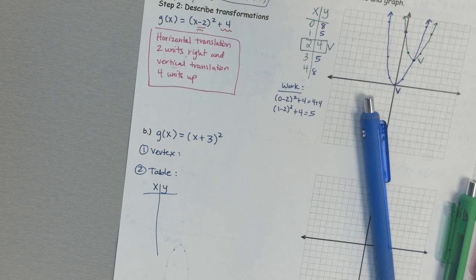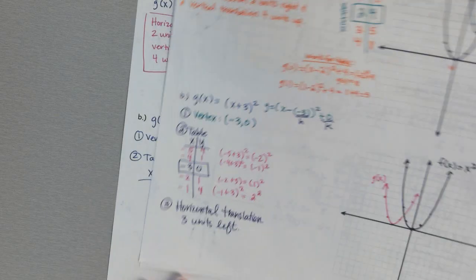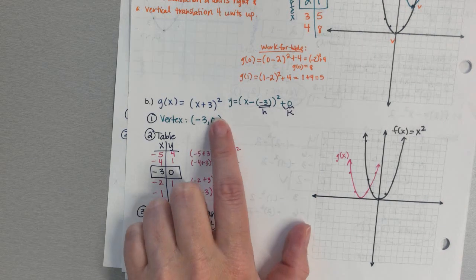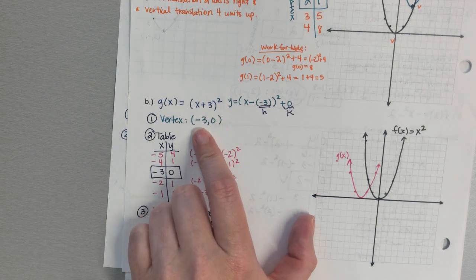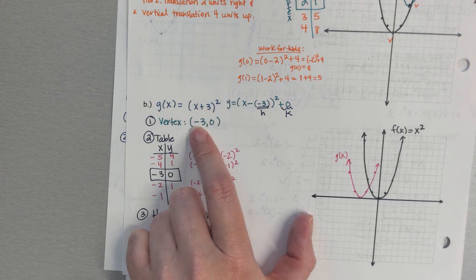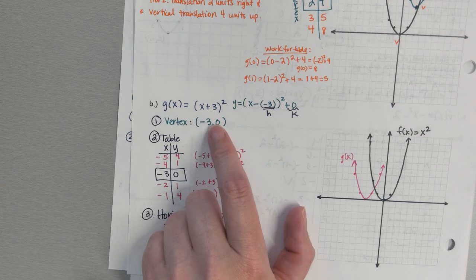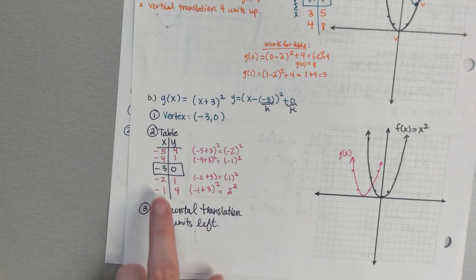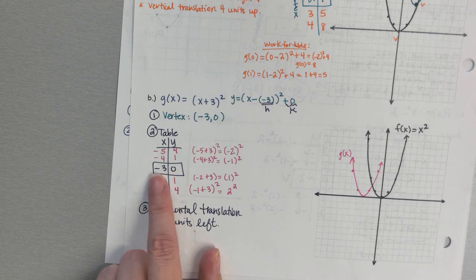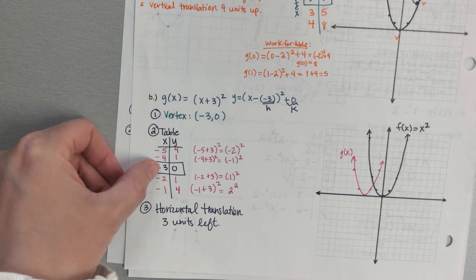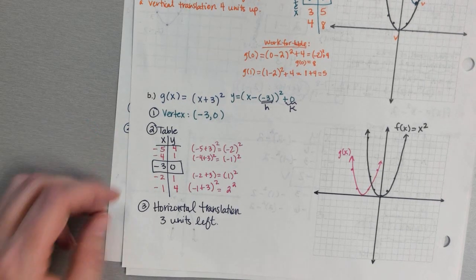Okay, so for this one, your vertex, if you don't see anything on the outside, it's a 0. Okay, so your vertex is negative 3, 0. So the opposite of what you see here, so this is positive 3. So the h coordinate is negative 3. There was nothing added or subtracted on the outside, so the k is going to be 0. So then in the center of your chart should be negative 3, 0. So we're going to go 2 down, which would be negative 4, negative 5. And then 2 up, which would be negative 2, negative 1.